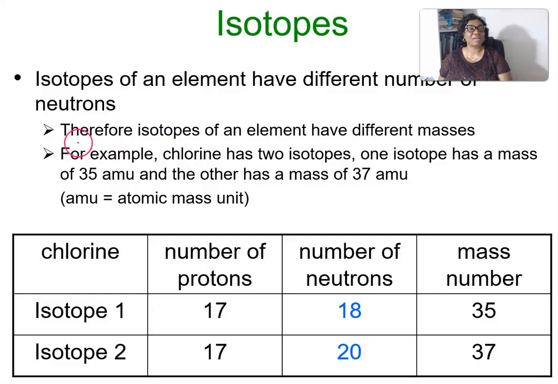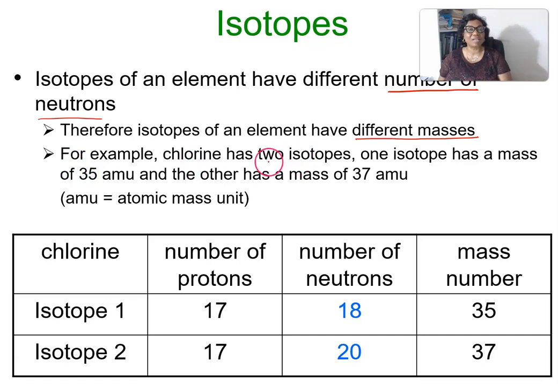We want to talk about isotopes. Isotopes of an element have different numbers of neutrons, but they have the same atomic number. That's why we know it is a particular element. Therefore, isotopes of an element have different masses, but have the same number of protons.